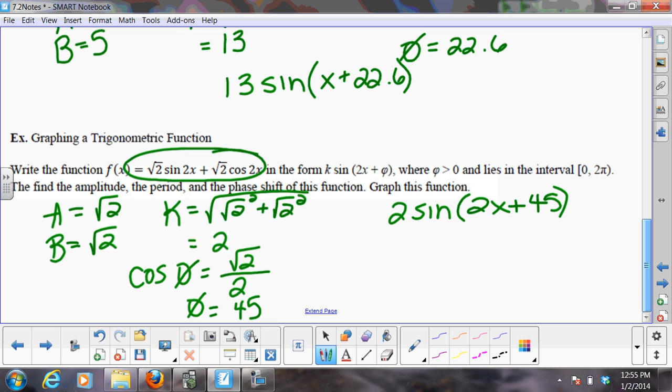Very good so far. Okay, so now it talks about graphing and the phase shift. We're not going to graph it, but at least let's pick out the amplitude, the period, and the phase shift. The amplitude is easy, right? It's just the 2. That 2 is the amplitude.